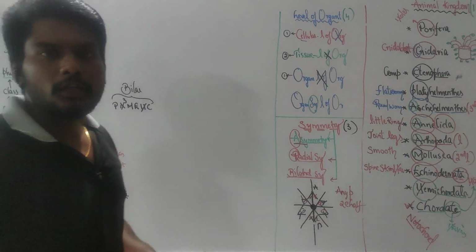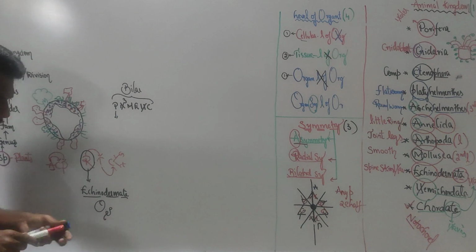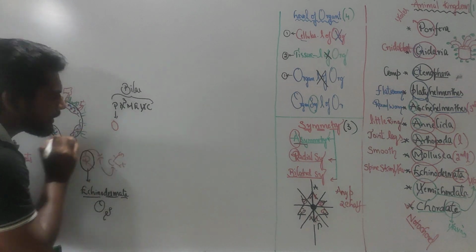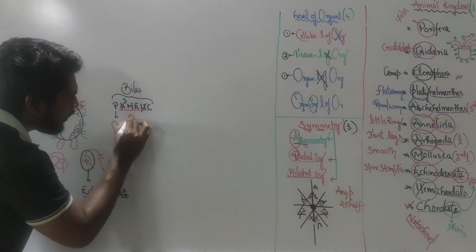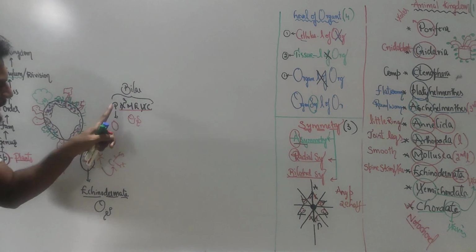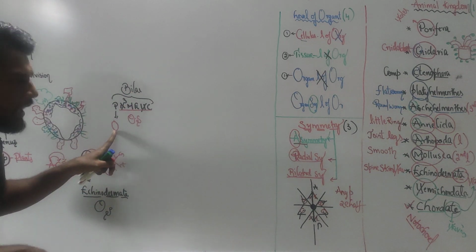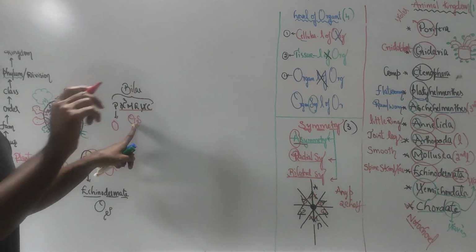Bilateral symmetry. So now let's see. Platyhelminthes is showing what level? Organ level. From Aschelminthes to the chordates, what level? Organ system level. That indicates that bilateral symmetry is seen in organ level and also in organ system level.